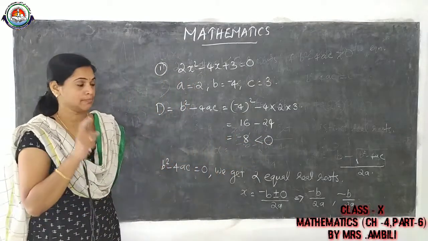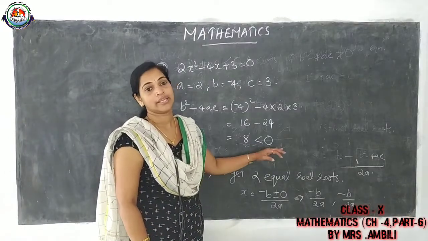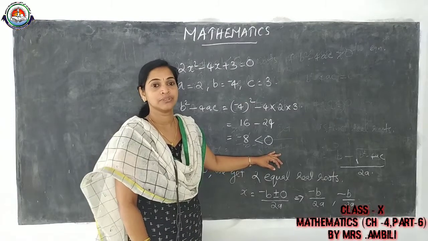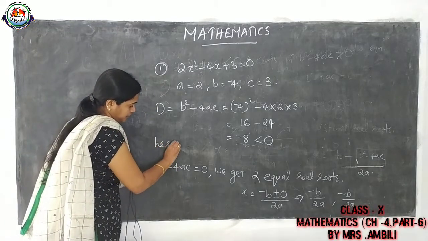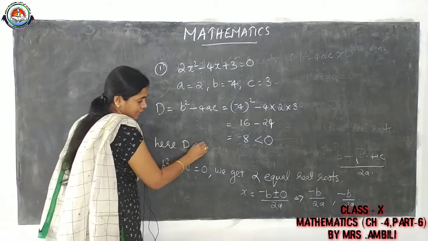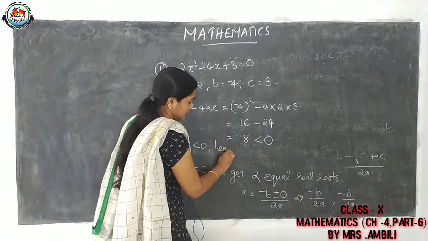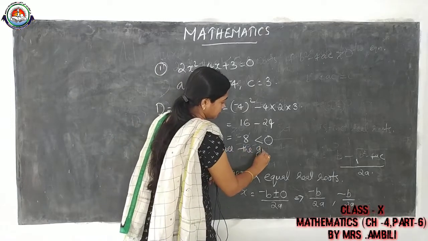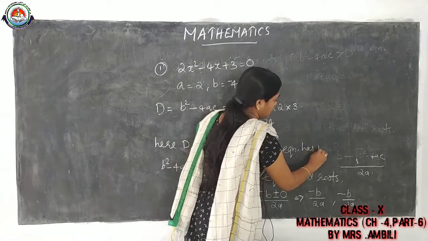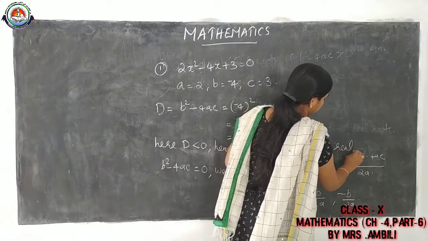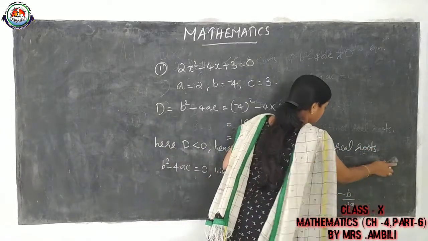If the discriminant, that is b square minus 4ac, is less than 0, it means there are no real roots. Okay. So, we conclude that here D is less than 0, hence the given equation has no real roots.